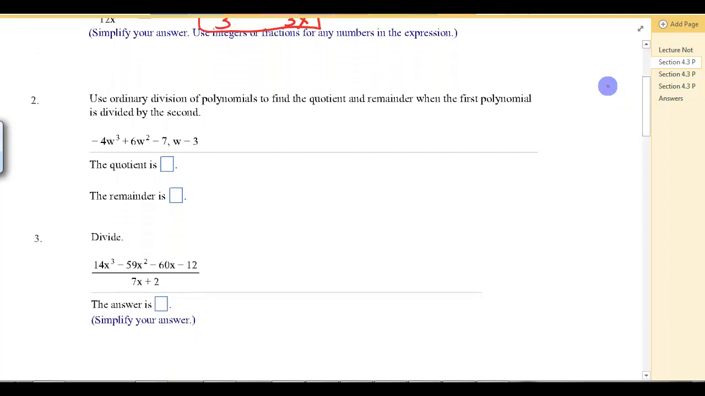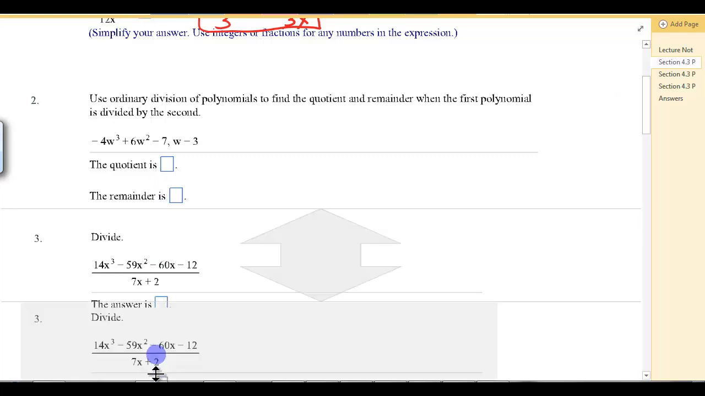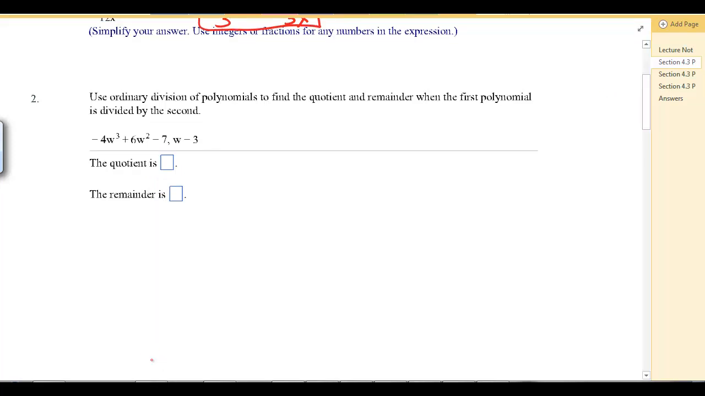If we go to number 2, see if we can get some room here. This is using ordinary division. Now, if you notice, we are dividing by w minus 3. That's fine. We can use synthetic division. So let's do that. We need to note, do we have anything missing? We do. We don't have a plain old w term. So when we do this, we've got to write in the placeholder.